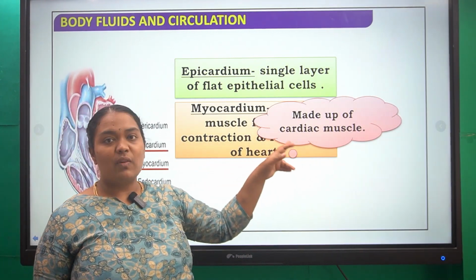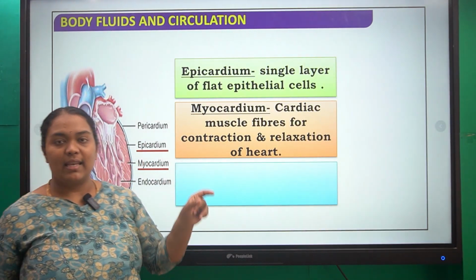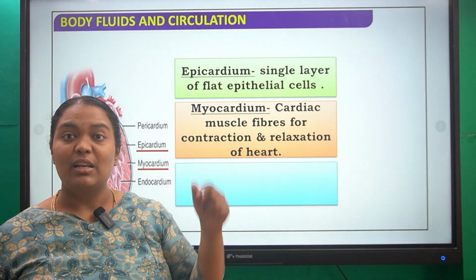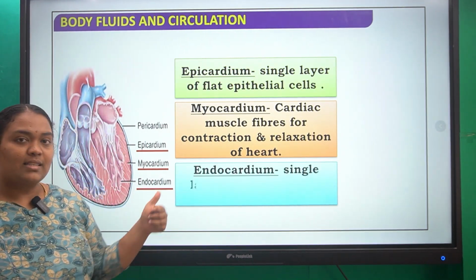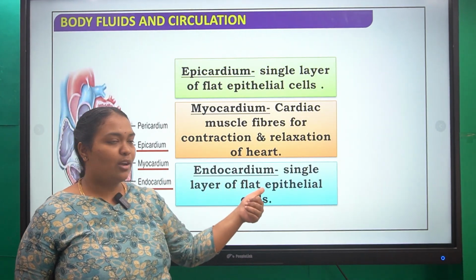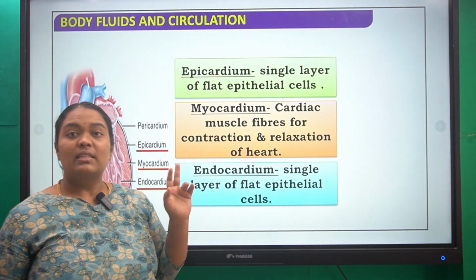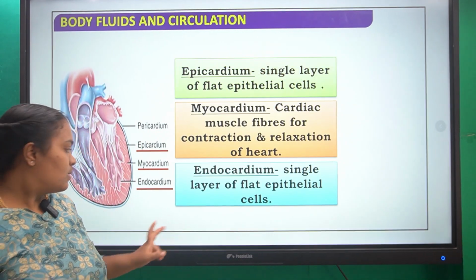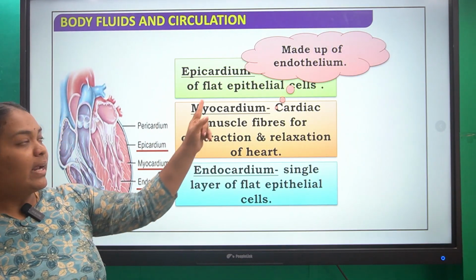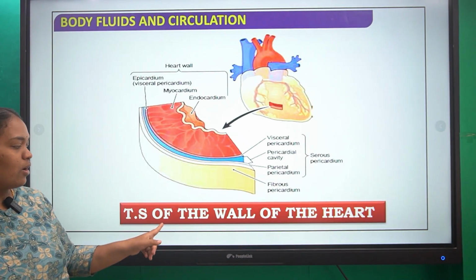So it is made up of the cardiac muscles. Myocardium is the area which is made up of the cardiac muscles which are helping in contraction and relaxation of the heart. Next is endocardium. So single layer of flat epithelial cells. What is endocardium? It is made up of a single layer of flat epithelial cells, made up of endothelium.